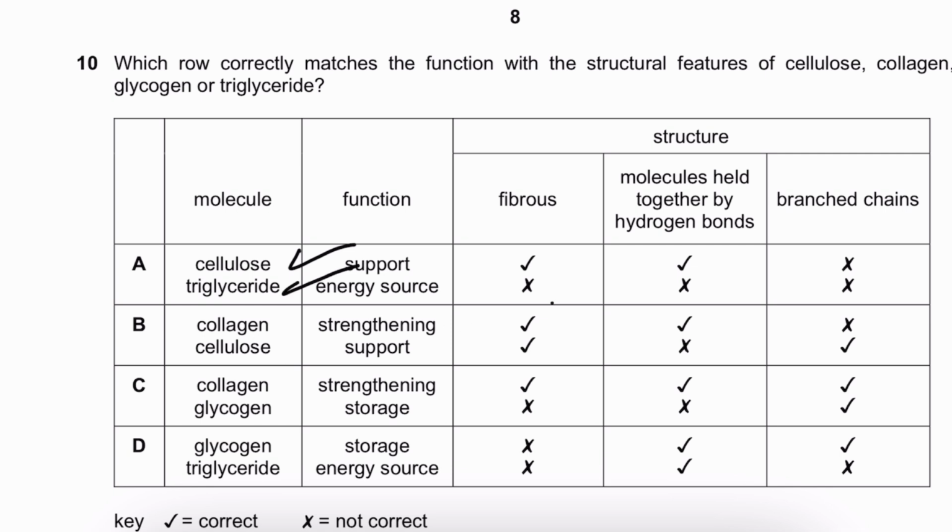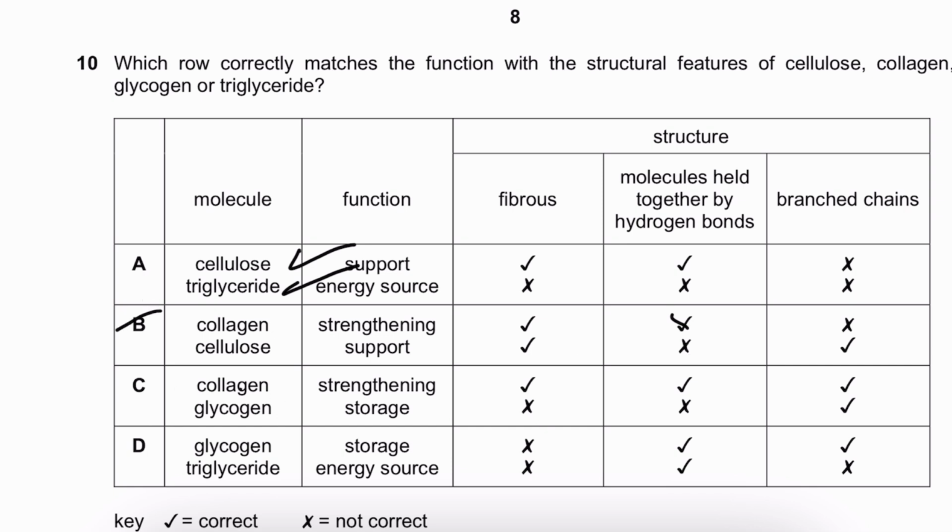Collagen, strengthening, fibrous, true. Molecules held together by hydrogen bonds, no. Collagen is held together by covalent bonds. Branch chains, no. Cellulose, support, it's fibrous, it's not held together by hydrogen bonds. Also wrong. So B is wrong.